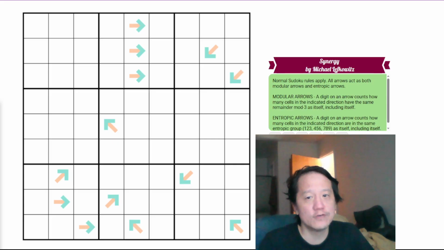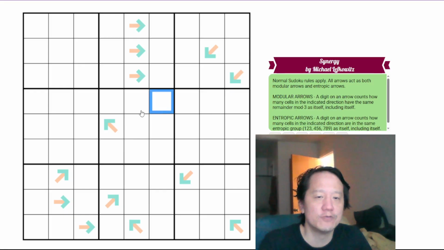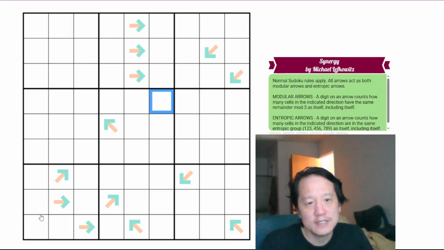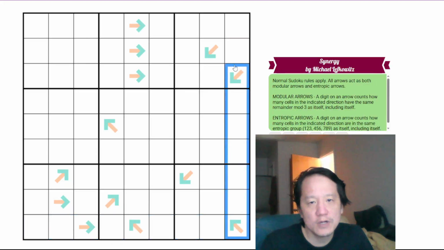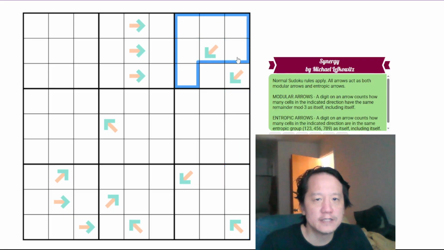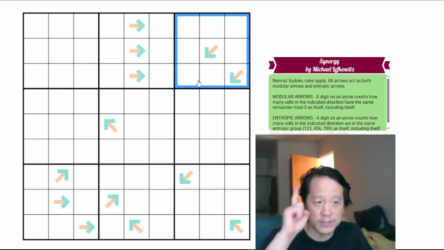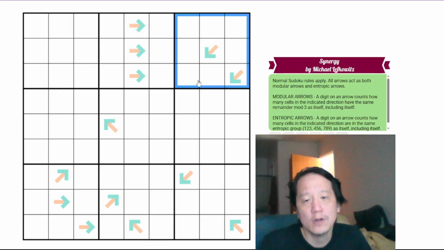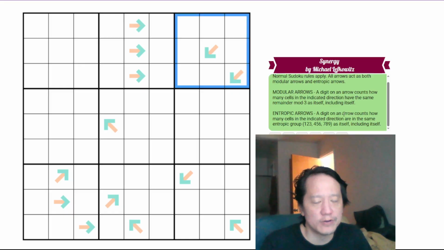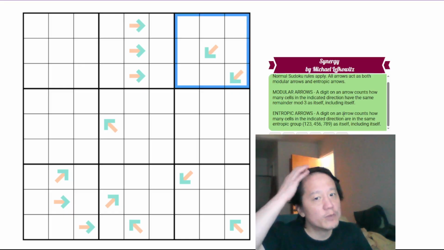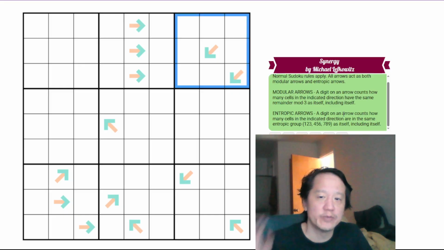Normal Sudoku rules apply, which means in every cell in the grid, place a single digit, such that every row, column, and designated 9-cell region contains the digits 1 through 9 exactly once each. All arrows act as both modular arrows and entropic arrows. Now, what are modular arrows and what are entropic arrows?